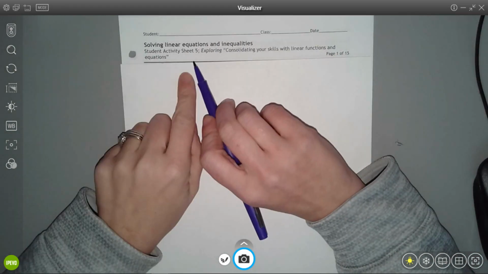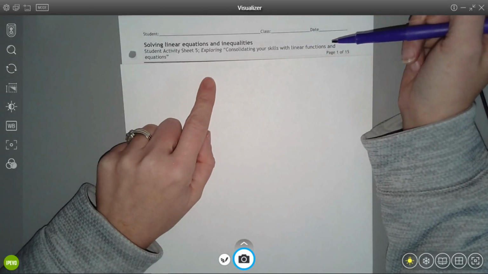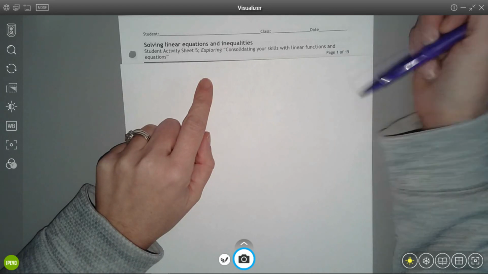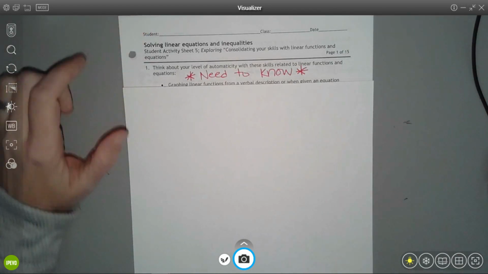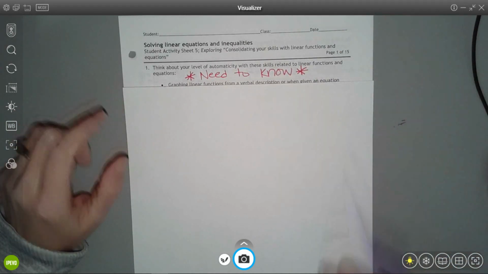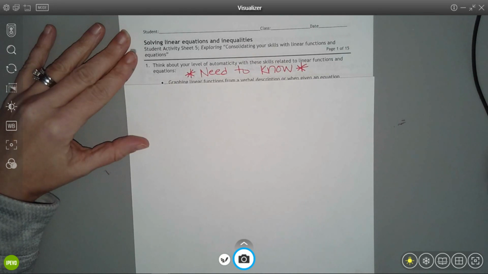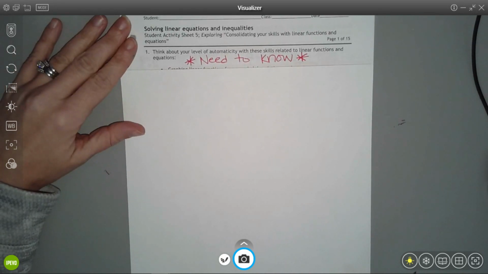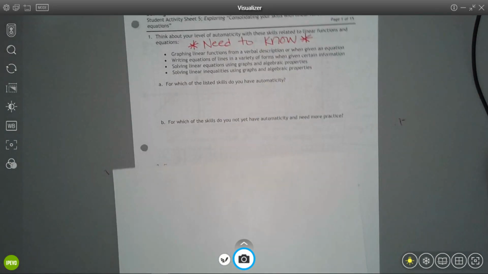This is student activity sheet 5, topic 8, exploring consolidating your skills with linear functions and equations. Wow, that's a mouthful. So guys, what this really is, it just goes through some things that you need to make sure that you know in order to be successful in this next section that we're going to do. This is a need to know. So this page here, it's mostly going to be review.